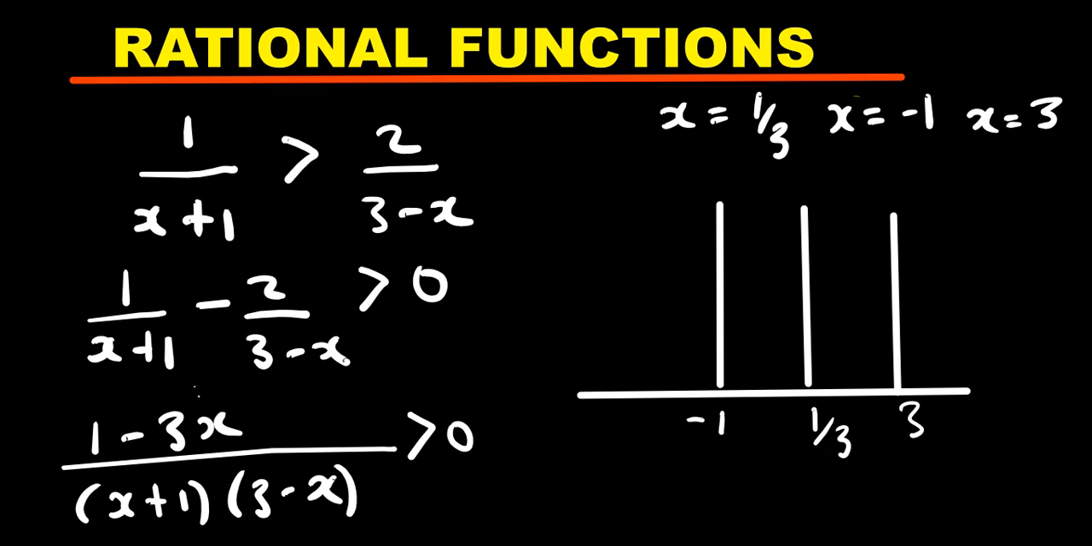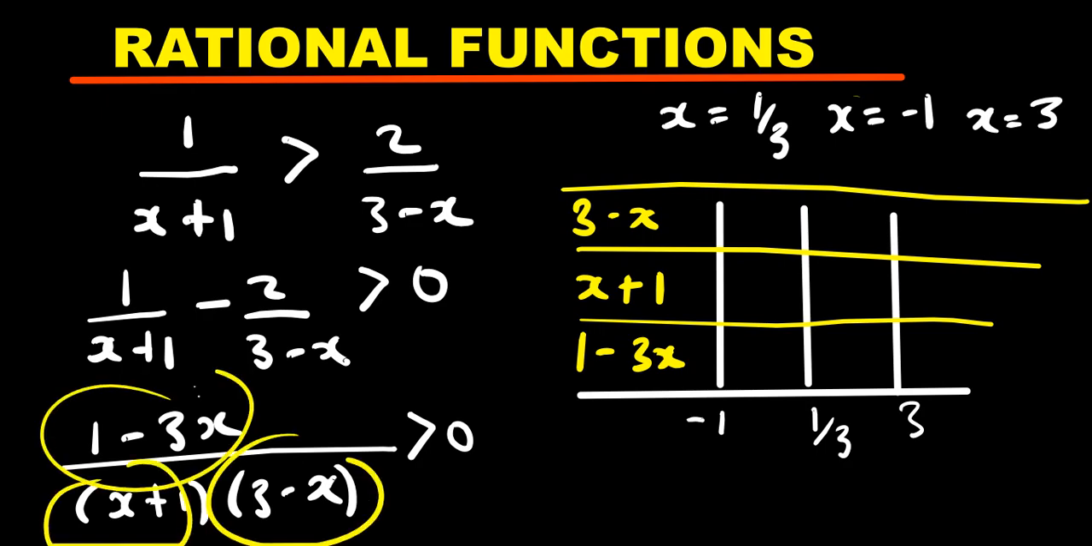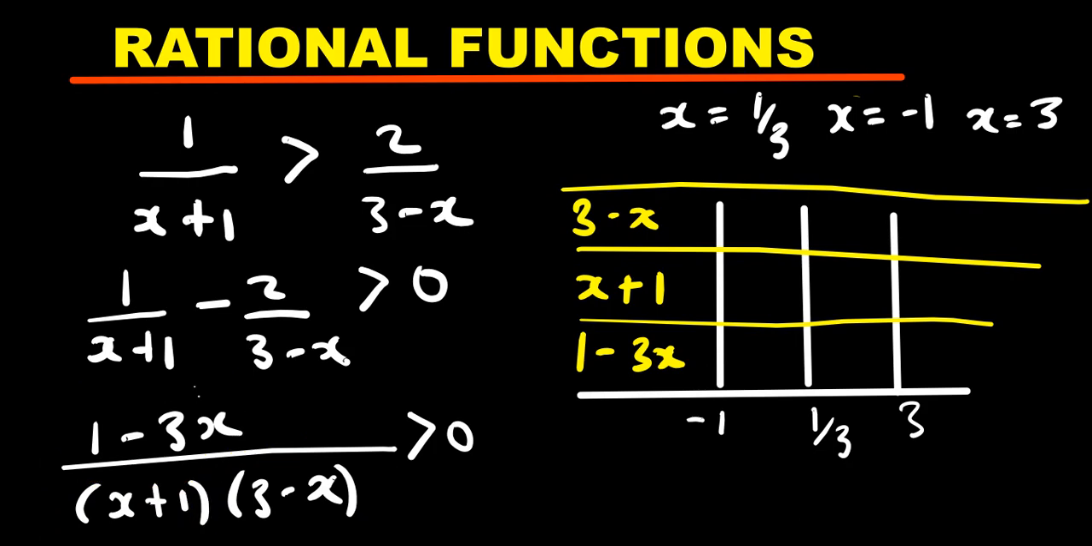Now, which equations gave us these answers? The equations that gave us these answers were 1 minus 3x, I'll close there, x plus 1, I'll close there, and 3 minus x, I'll close there. Now what were these doing? These were multiplying and dividing by what is on the top. So the answers that we're going to find should be the quotient.